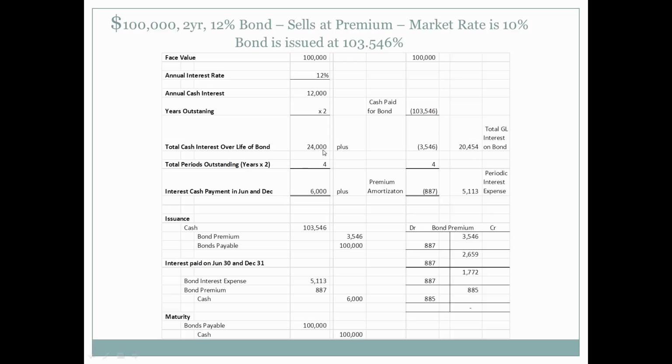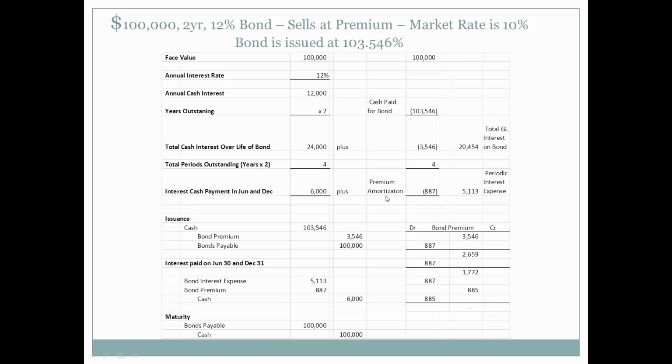$20,454, which is the $24,000 minus the $3,546, will equal the total general ledger interest on the bond over the life of the bond. Now we're going to divide that premium by the total number of periods that we're going to amortize it, which will be 4 periods, which is the total years outstanding times 2.